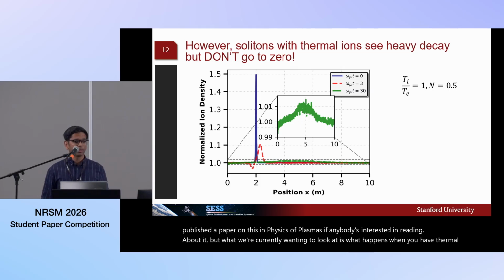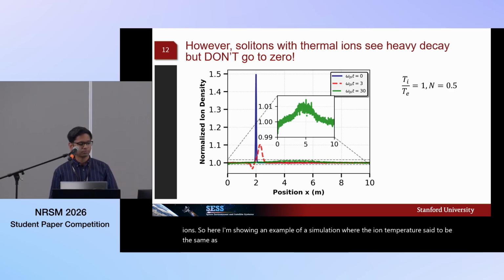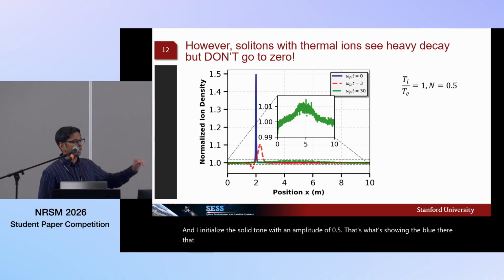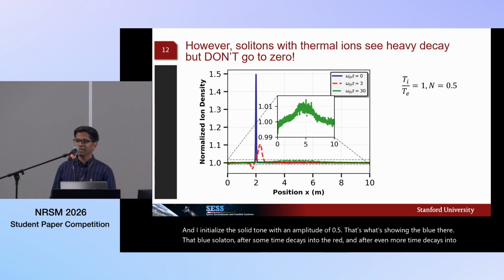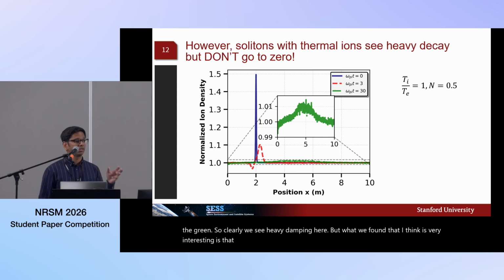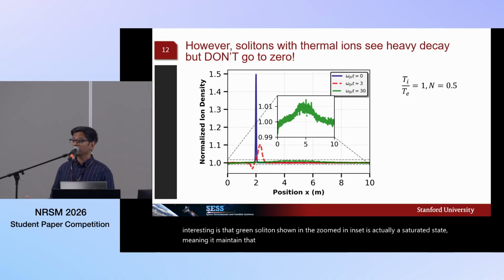So here I'm showing an example of a simulation where the ion temperature is set to be the same as the electron temperature, and I initialize the soliton with an amplitude of 0.5. That's what's shown in the blue there. That blue soliton, after some time, decays into the red, and after even more time, decays into the green. So clearly, we see heavy damping here. But what we found that I think is very interesting is that that green soliton, shown in the zoomed-in inset, is actually a saturated state, meaning it maintained that shape and amplitude for the rest of the simulation.